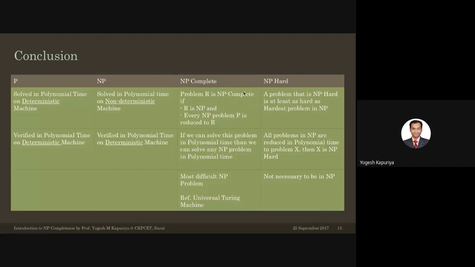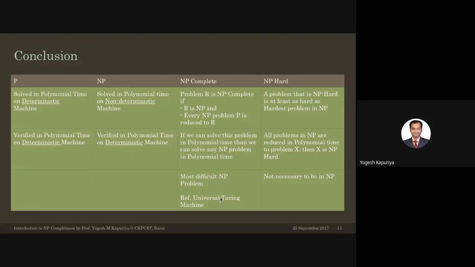Why does this exist? It exists with a hope that if we can solve this problem R, and because every other problem is reducible to R, we can always solve any problem statement if we have a solution to this problem statement. So if we can solve this problem in polynomial time, then we can solve any problem. Then there will be no NP actually, practically, right? Then all problems will fall under this category if we have a solution to NP complete. And that's why it's considered to be the most difficult NP problem.